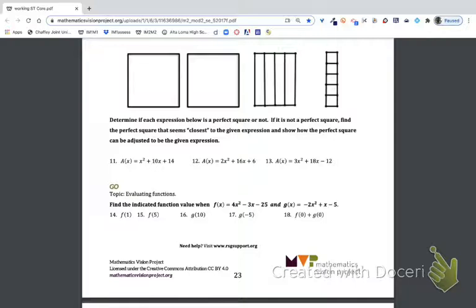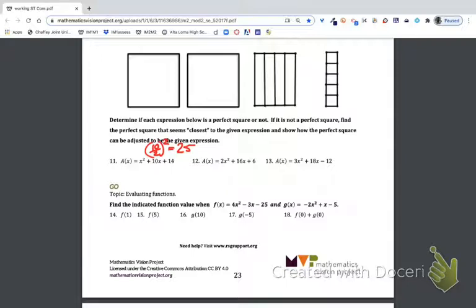For number 11, it's building off of, again, the stuff that we talked about in the lesson 2.4 itself, but I understand it might be a little bit challenging. So we need to determine if it is a perfect square or not. So if it's a perfect square, I can take this b term, cut it in half, square it, and get the c term. But I'm seeing right away that 10 divided by 2 squared is not 14, it's 25. So if it's not a perfect square, I need to find the perfect square that seems the closest and show how it can be adjusted.